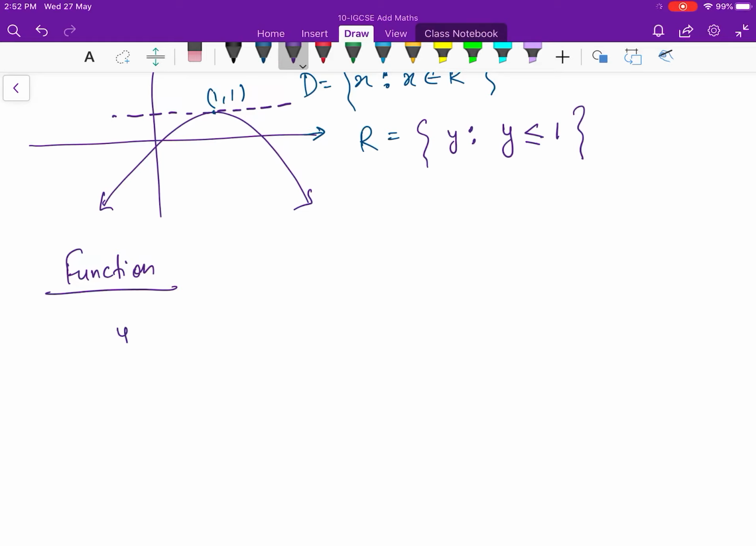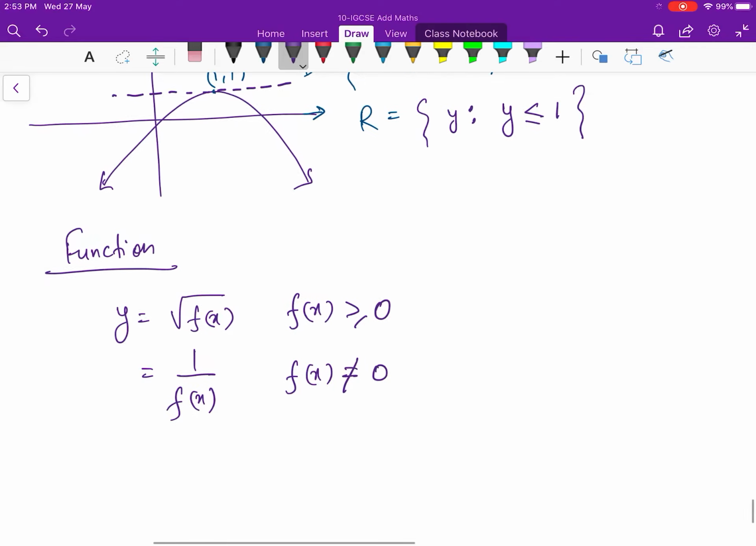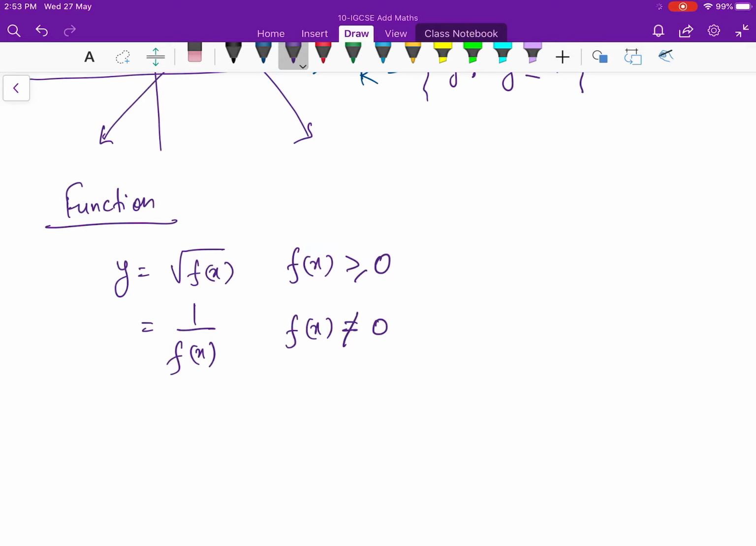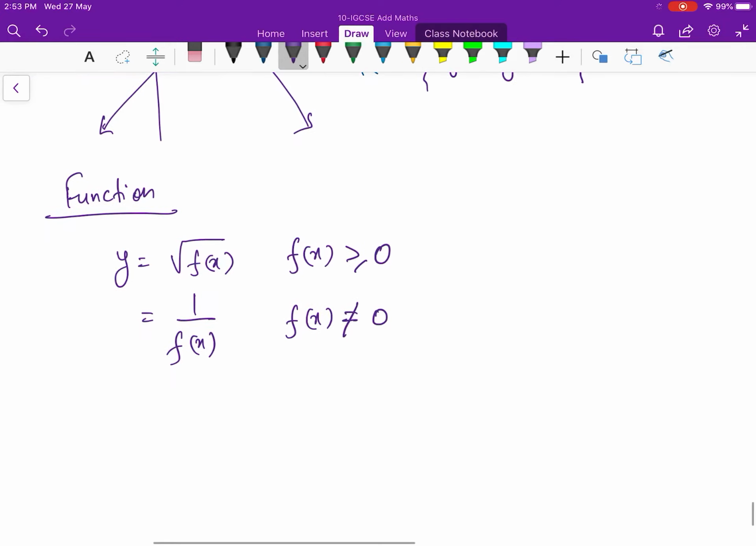Suppose you have y is equal to the square root of f(x), then the condition is that f(x) should be greater than or equal to 0. Whatever is inside the square root should be greater than or equal to 0. If you have 1 by f(x), so f(x), any function of x, in the denominator, then f(x) should not be equal to 0, because 1 by 0 is undefined.